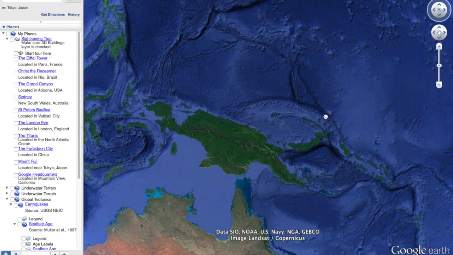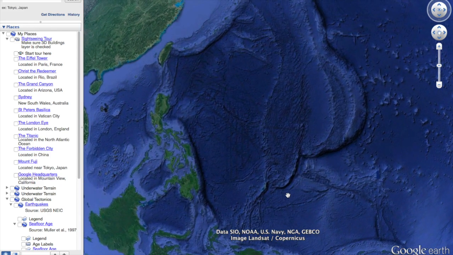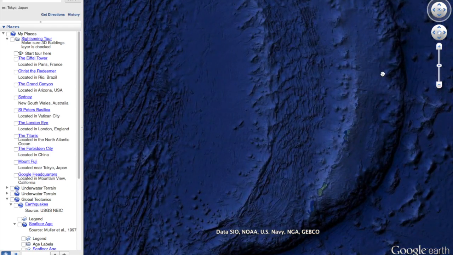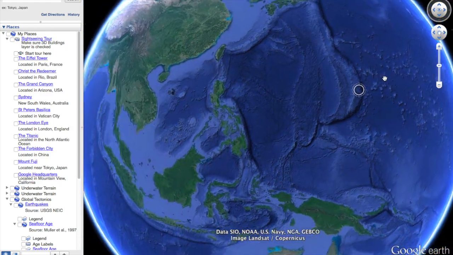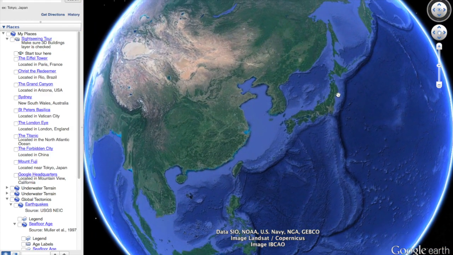So these are what's called island arcs, okay? A string of volcanic islands that just roll right along parallel to these trenches. You got the Tonga islands in Japan and all that kind of stuff.